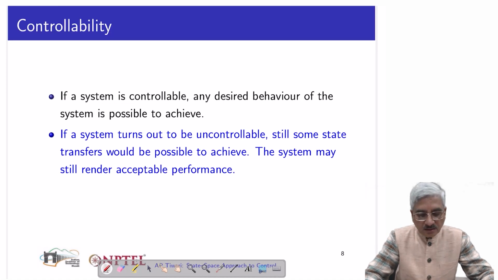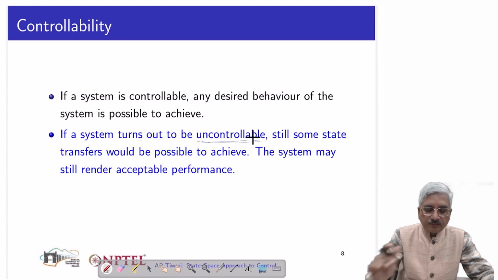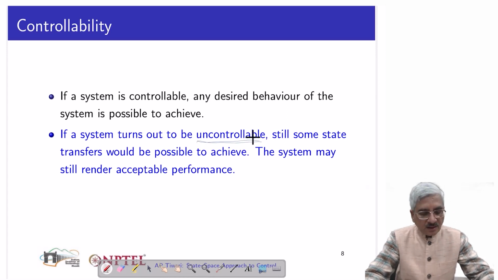If the system turns out to be uncontrollable, let us say some state transfers are not possible to achieve by application of input. There are some combinations of initial conditions and terminal states which do not belong to the category of achievables, or where the state transfers will be possible, then the system will of course be uncontrollable. But does it mean that the given dynamical system is a useless system? Should it be discarded? These kinds of questions may arise.